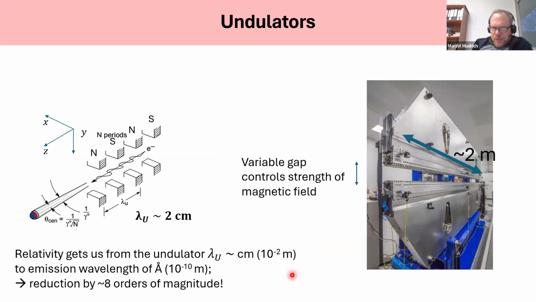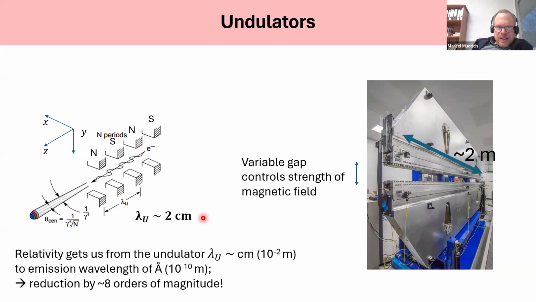Now, you may wonder: the undulator period is on the order of 2 centimeters, and the electrons that fly through this periodic field arrangement would likely emit light that oscillates at 2 centimeter wavelength, right? But 2 centimeter wavelength, what is this? This is microwaves or so. This is very far away from the X-rays that we would like to have.